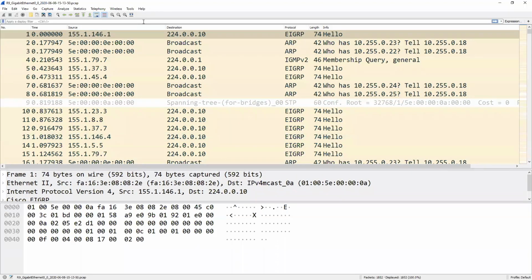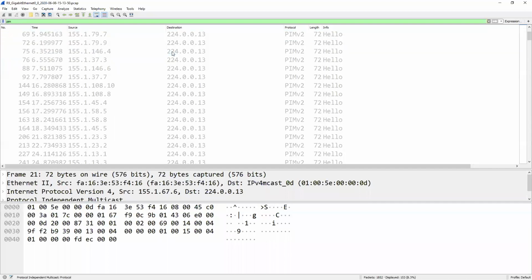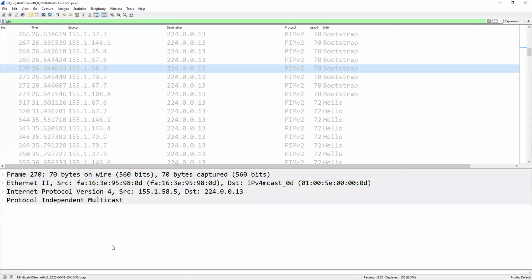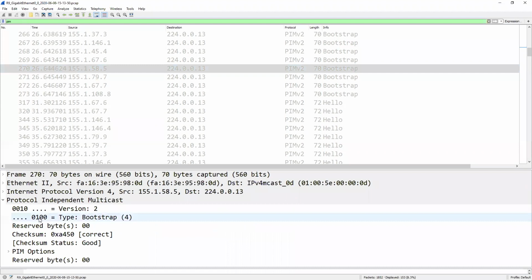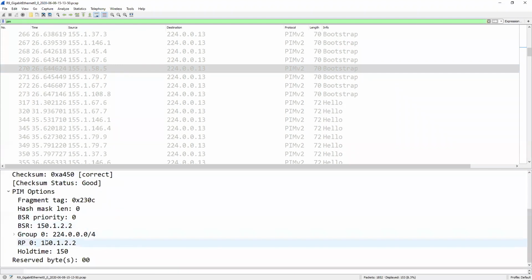And let's sort for PIM messages. Okay, so we see the PIM hellos going to the multicast group 224.0.0.13, which is the well-known multicast group for PIM. We also see the bootstrap messages. That is going to be router 2 advertising itself as the bootstrap router. So under the PIM options, it says the BSR and the rendezvous point is 150.1.2.2, and it's servicing groups 224.0.0.0/4, which is the entire multicast range.